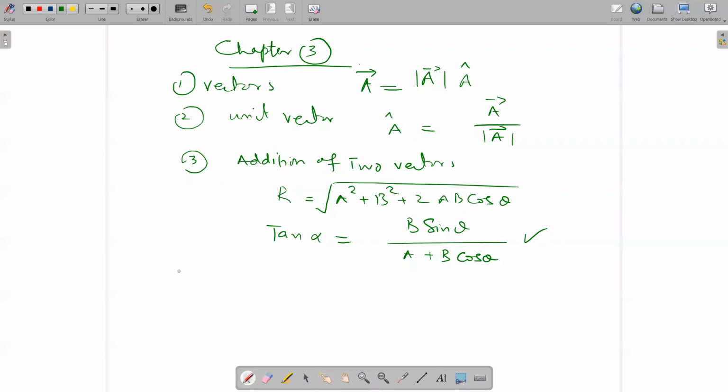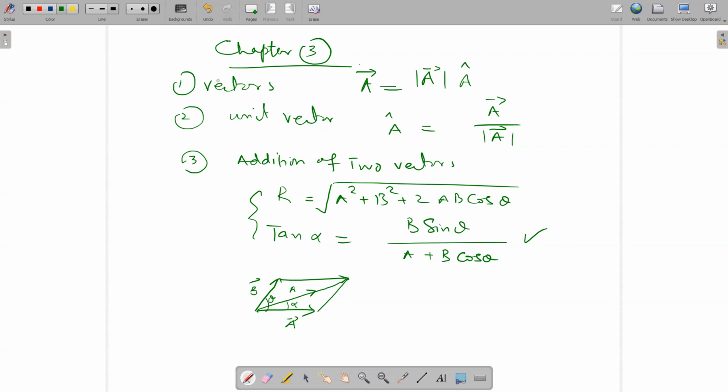Anyhow, in the addition of two vectors, you remember that we use the concept of the parallelogram law. If we have two vectors, then we can make the parallelogram like this one, and this is our resultant vector. If this is A vector, this is B vector, then the angle between A and B is theta. The angle of the resultant is this, alpha. So we apply these formulas. Okay, you remember this one.